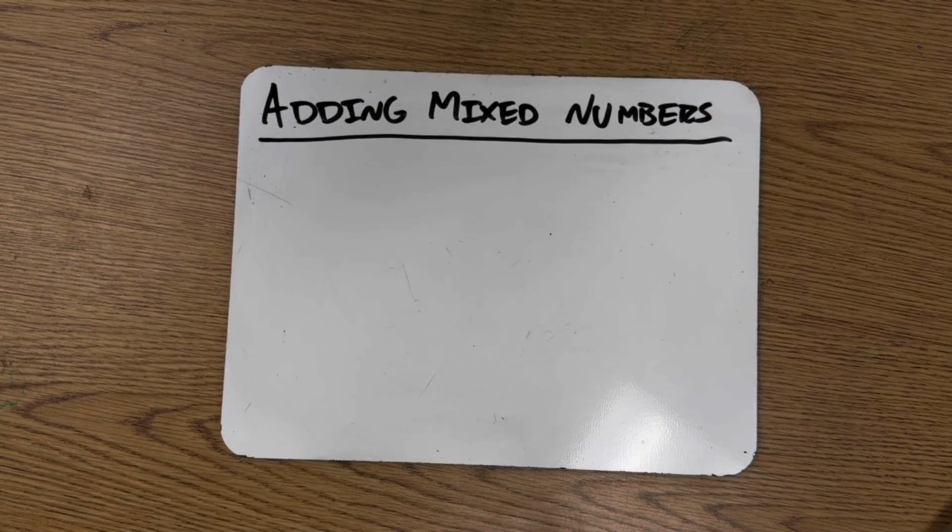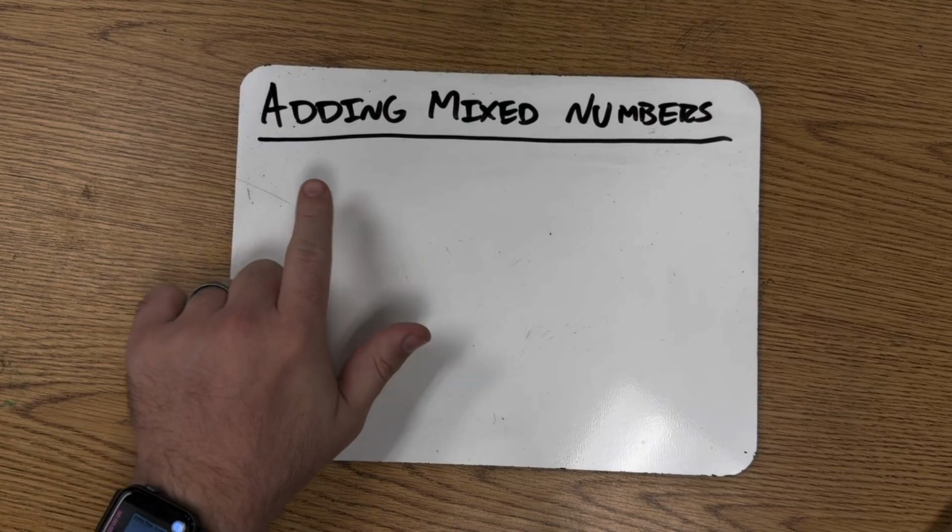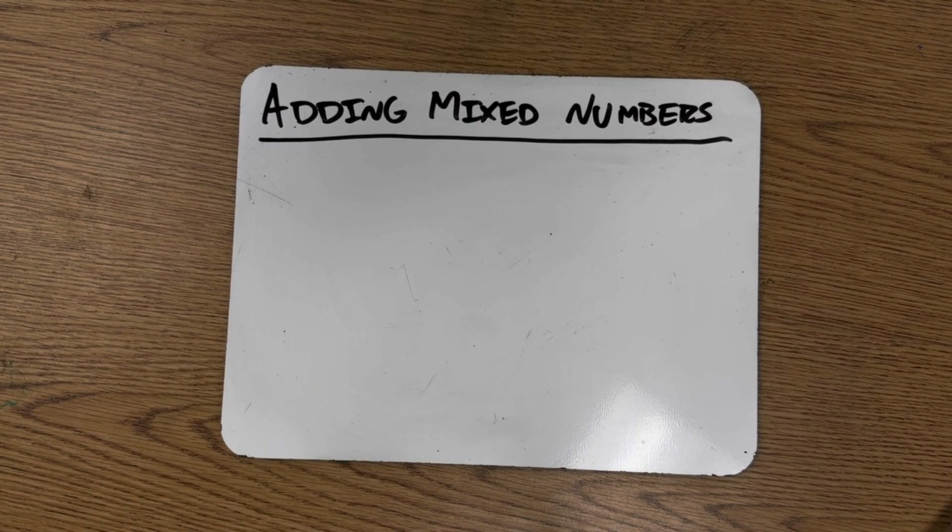Hello there everyone, Mr. Hall here, and today we are going to be working on adding mixed numbers. Adding mixed numbers helps us model real life amounts of things. Food, distance, time, measurements, those are generally all going to be listed in mixed numbers.